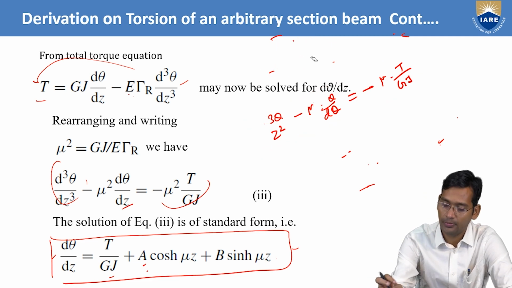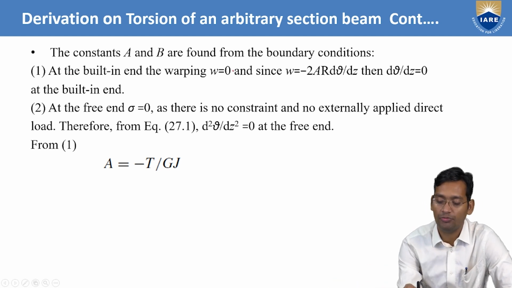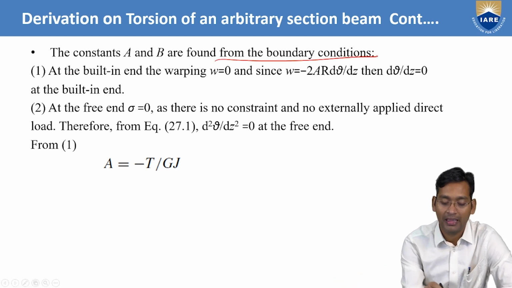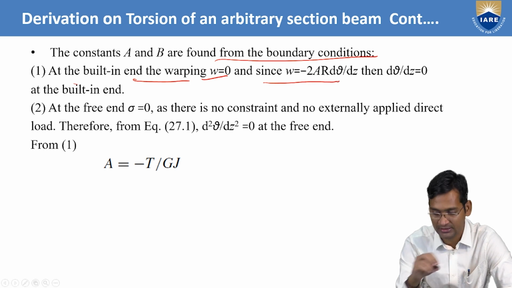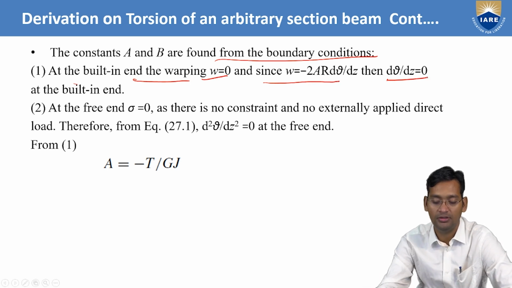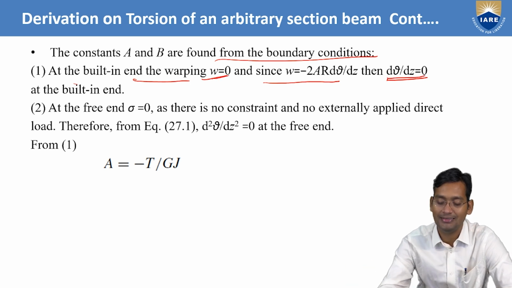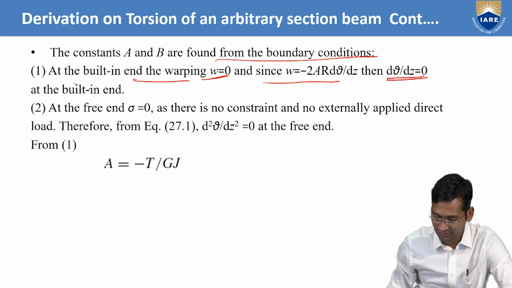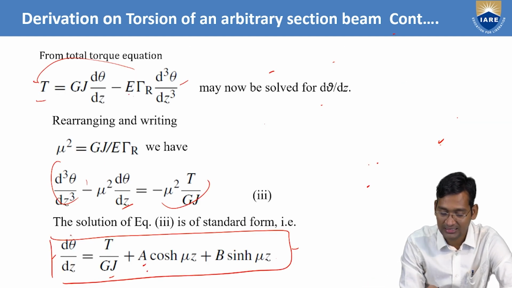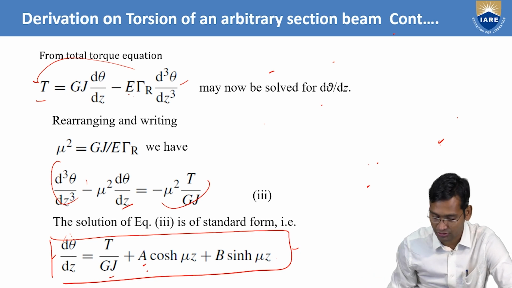Okay, so let's see next. The constants a and b are found from the boundary conditions. At the built-in end, the warping w equals 0, since w equals minus 2ar d theta by dz, and d theta by dz is 0. So simply you can say w equals 0, then d theta by dz is 0 at the built-in condition, which will be there when z equals 0.